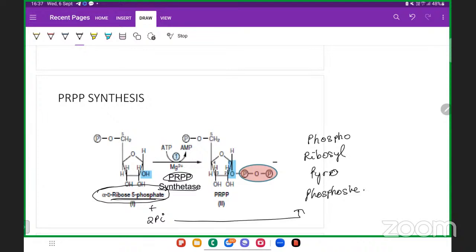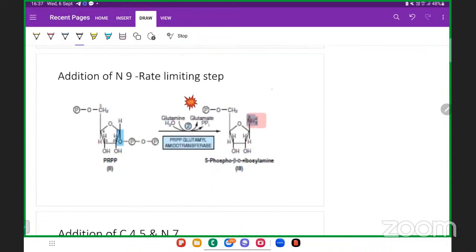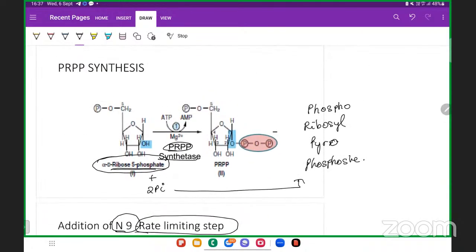It is going to give rise to phosphoribosyl pyrophosphate. Now you understood, right? Now what you have in your hand is phosphoribosyl pyrophosphate. Now, to this phosphoribosyl pyrophosphate there is going to be addition of N9 nitrogen. So there is going to be addition of nitrogen at the 9th position. So how are you going to add nitrogen at the 9th position?